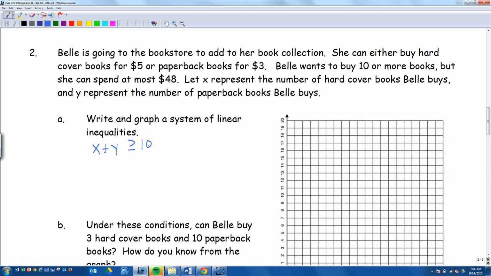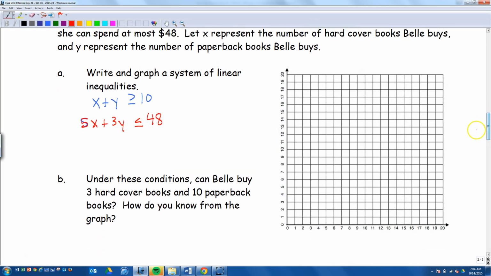We want it to be more than 10. But with the money, she can buy hardcover for $5 and paperback for $3. That cannot go over 48. So there's our new equation. Okay, so now I'm going to graph these lines. The first line is x plus y equals 10. Again, if x equals 0, y equals 10, and if y equals 0, x equals 10. And usually with the x plus y equals a number, it just is a slope of -1.